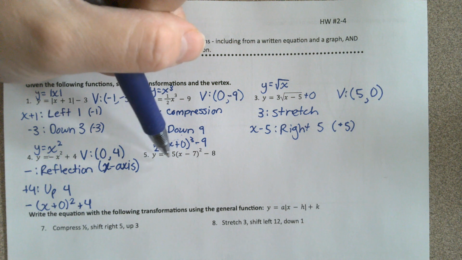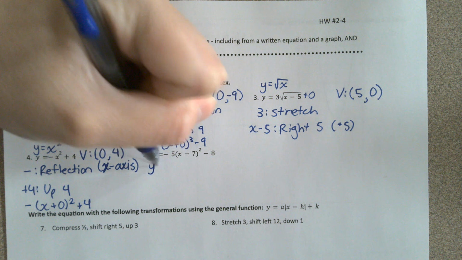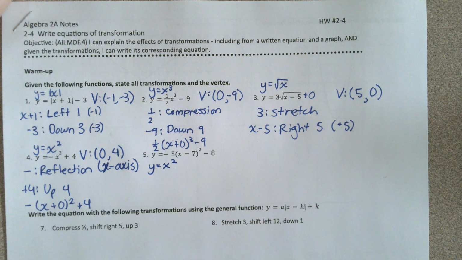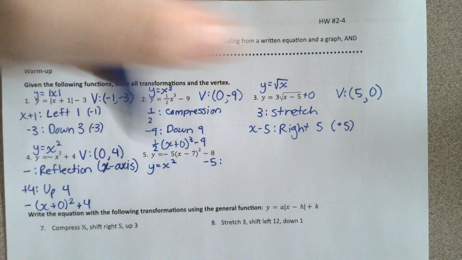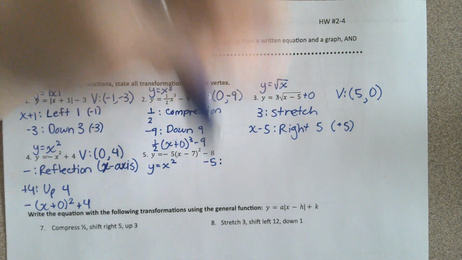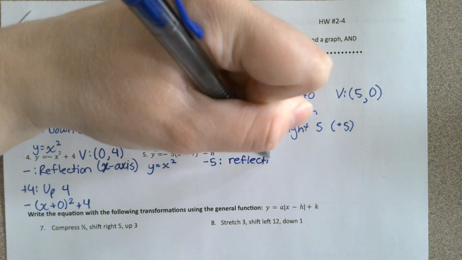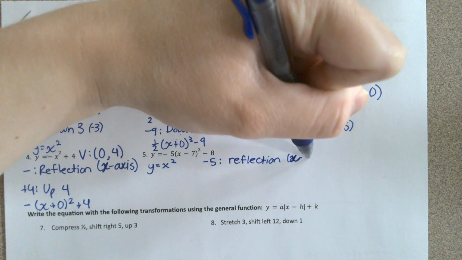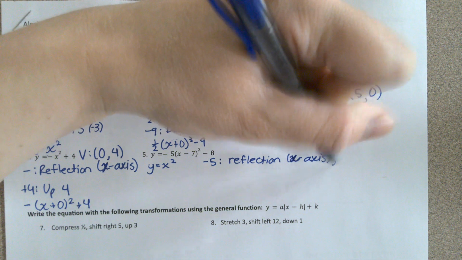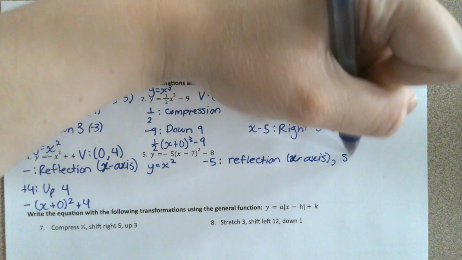Y equals a negative 5 times x minus 7 squared minus 8. Here we have another quadratic, so it's like y equals x squared. That was the parent function. Here we have 3 transformations. Actually, we have 4 transformations. First, we have the negative, which means reflection. And again, that's over the x-axis. So that's where the negative comes from. And then the 5 is a stretch.